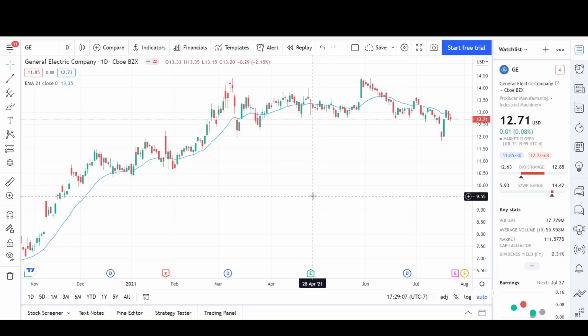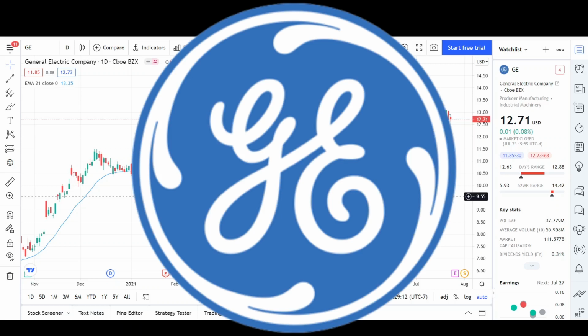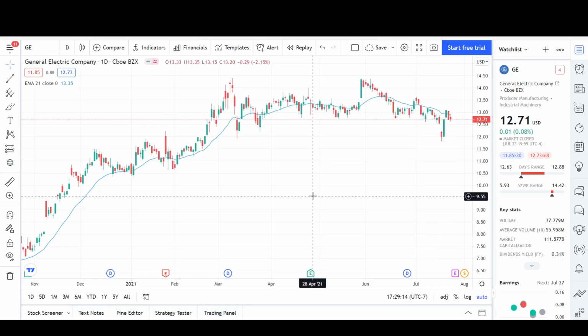This is Vee Trades, and today I'll be doing a technical analysis breakdown for General Electric. General Electric is an American multinational conglomerate that creates many products related to healthcare, aviation, and manufacturing.